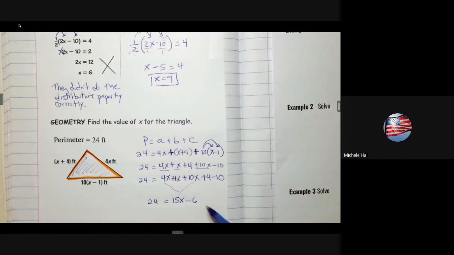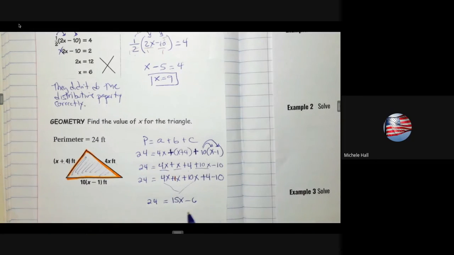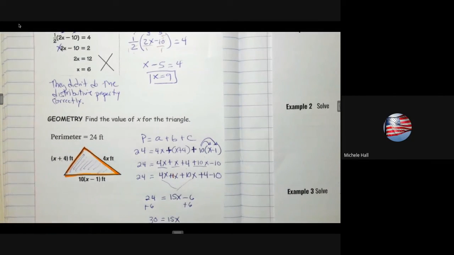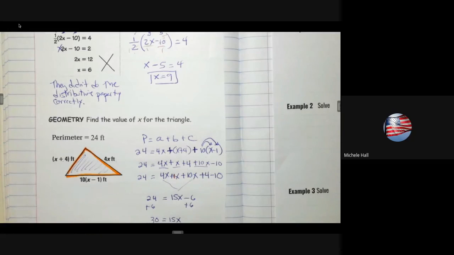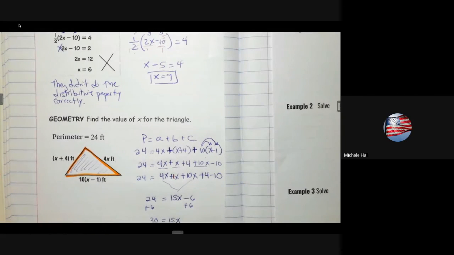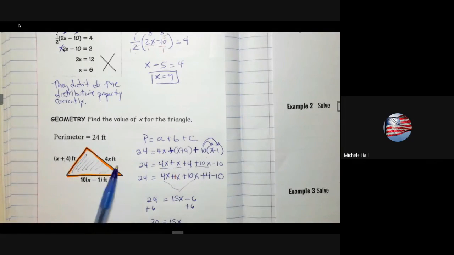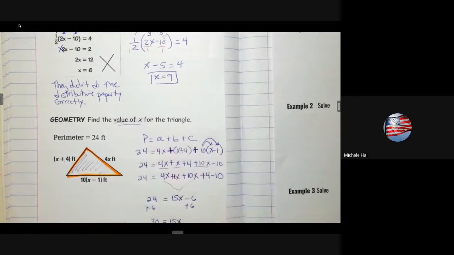Now I have a two-step equation, and I'm ready to solve. First, I had to simplify, and now I'm ready to solve. I'm doing adding and subtracting first, and then divide by 15, and we get that x equals 2. But we need to go back and read the question. Did we solve what it wants us to? It says find the value of x. So they weren't asking for what the sides of the triangle are. They were just saying find the value of x, and we did that.